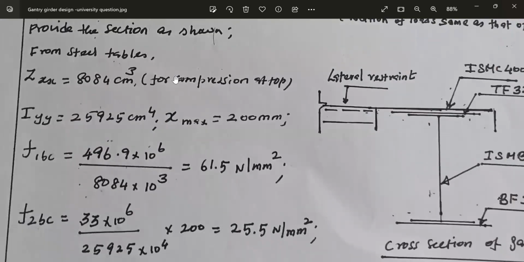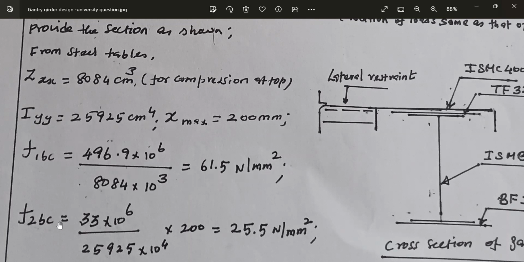ZXX is equal to this much. X max is the distance measured from the neutral axis up to the topmost point. It is in compression. Then bending stress due to vertical bending moment is equal to M by ZX. That is M by ZX is equal to 61.5 Newton per millimeter square. This is the sum of all the bending moments we have calculated. This is ZXX, M by ZXX.